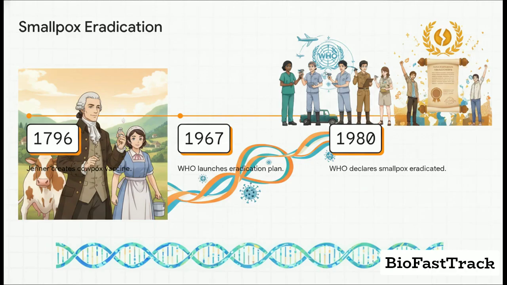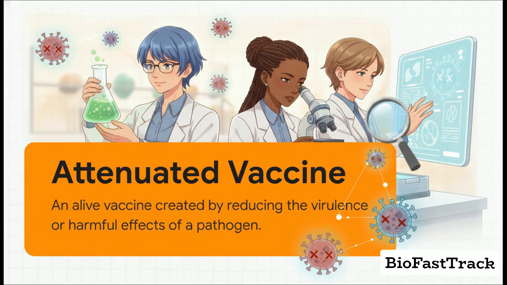Fast forward to 1967, the World Health Organization launched an intensified eradication plan, and by 1980 they declared smallpox completely eradicated. To this day, it remains the only infectious disease in human history to achieve that distinction. Pretty amazing, right? So how exactly do we train our immune system's memory cells without actually causing the disease?